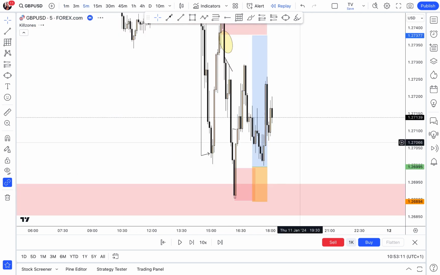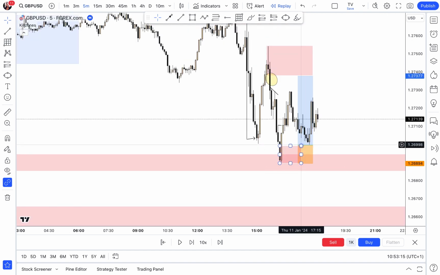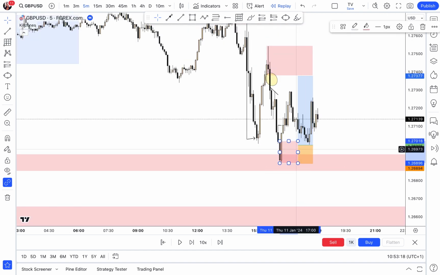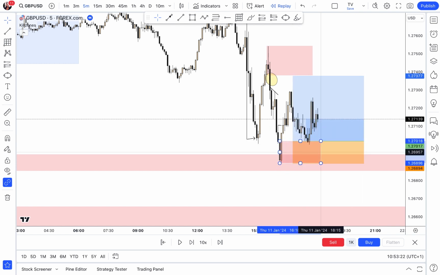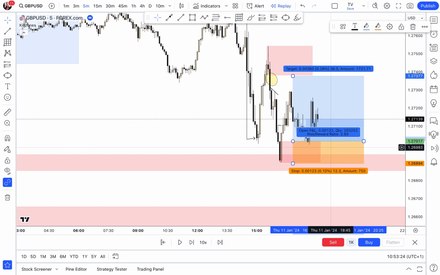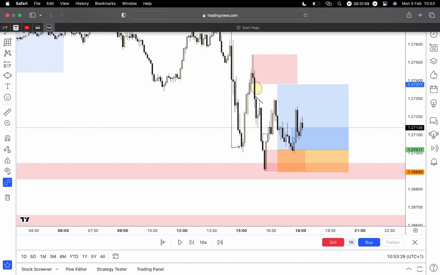Okay, I think we find way too much. If we use the 5 minutes, the 5 minutes demand is at this level. This is why I go from time frame to time frame so that I could get good entry. At this level, this is still just 12 pips. So this is a good entry opportunity for us.